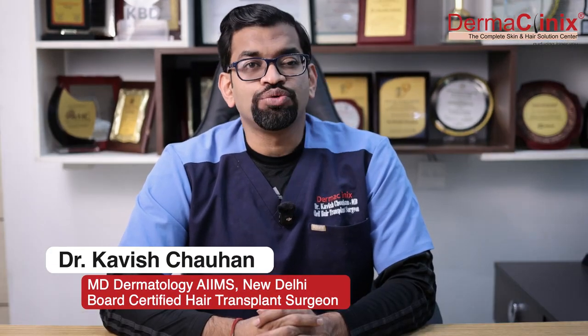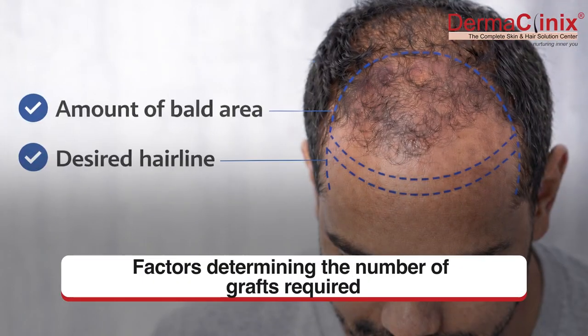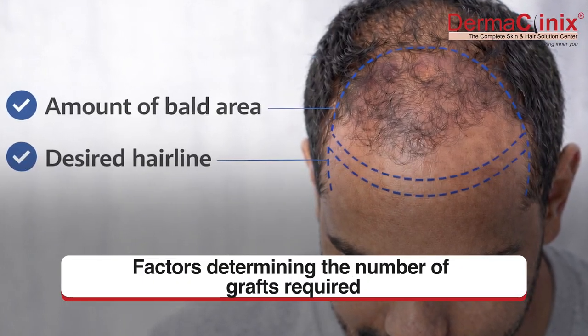Today I will explain to you what is the logic behind how many grafts are required in hair transplant and what is the way to decide what kind of hairline will suit whom. Now, to determine the graft count, what is required is to understand how much is the area which is to be covered and what is the kind of hairline which you are looking for.